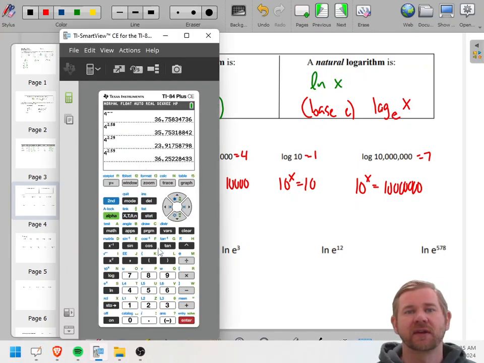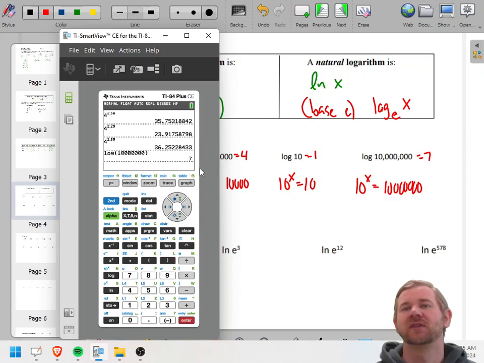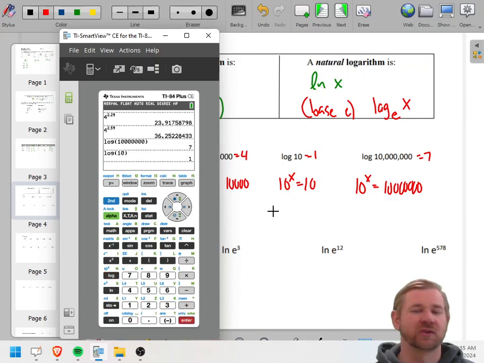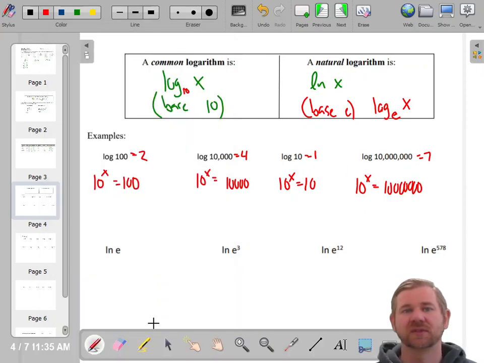And that's what you can use your calculator for. Log of 10 million is 7. Since these are on your calculator, you can just do them that way. But if you're relying on your calculator, log is never going to make sense. So don't just plug them in.